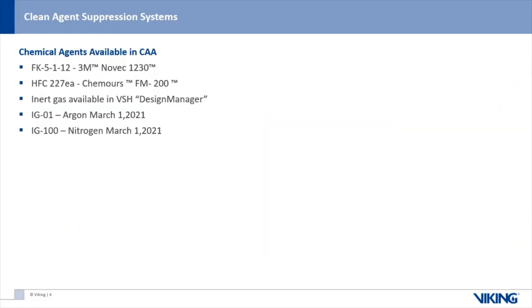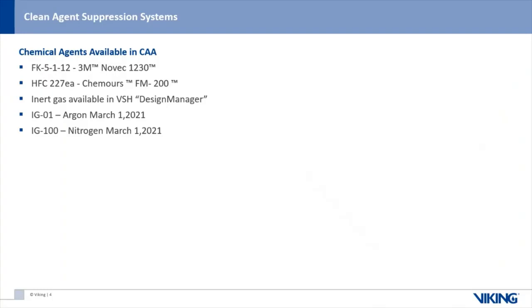The chemical agents that are available in the Clean Agent Assistant in Revit are going to be the FK5112, which is the 3M Novec 1230, and HFC 227, which will be Chemours FM200 fire suppressant.